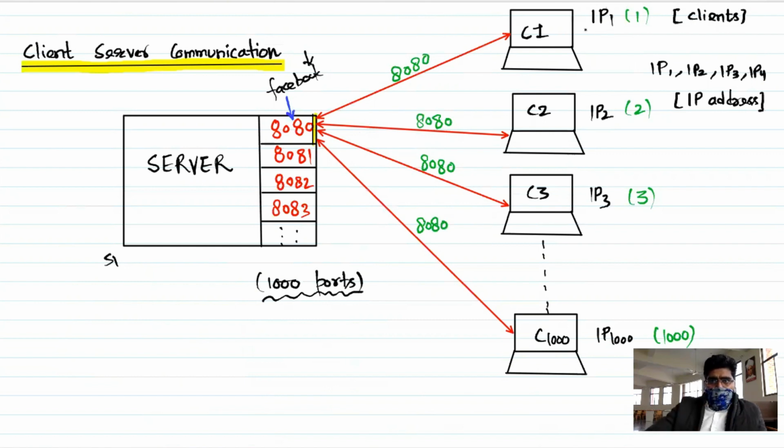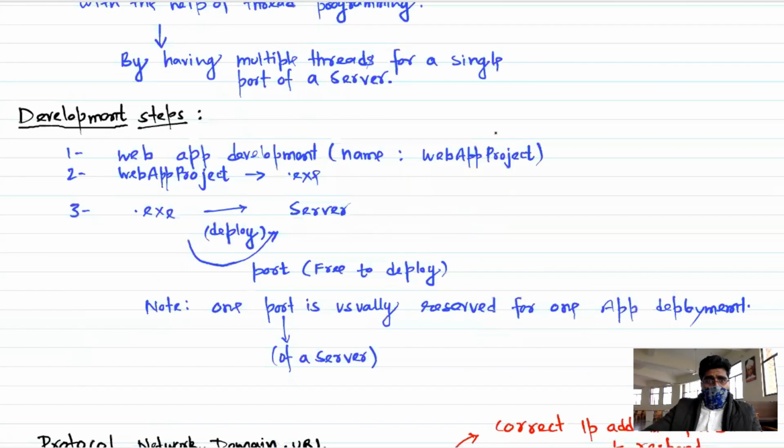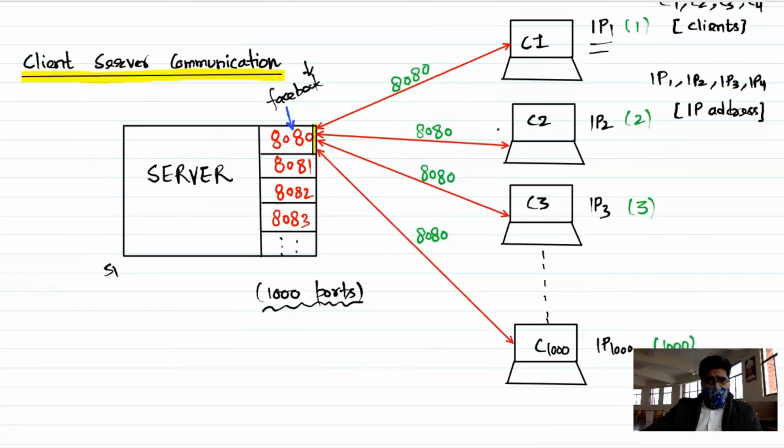For a client, if the client doesn't have the IP address, it will not be able to connect with the server. We will see why, because the IP address would be needed in server socket programming. So we will see what is the use of the IP address of a client. Okay, what would be our development steps?